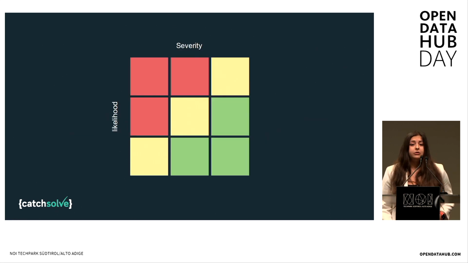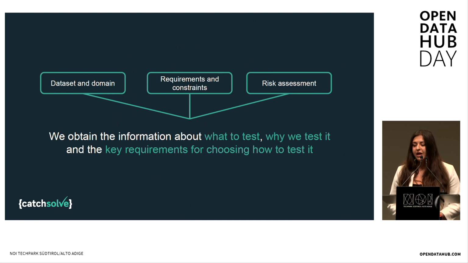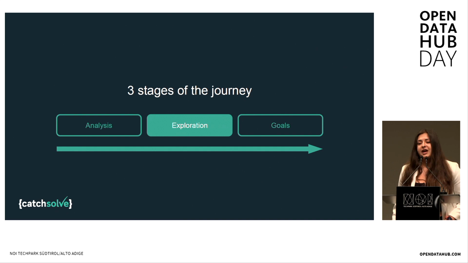Basically, what we do is to estimate the possible likelihood and severity of data quality errors so that we can have an outline of what we should keep an eye on. This initial stage allows us to obtain the information about what to test, why we test it, and the key requirements for choosing how to test it. After that, we arrive at the exploration stage.